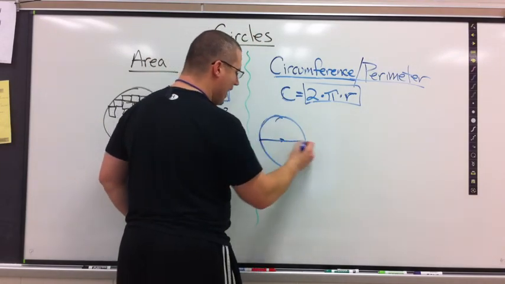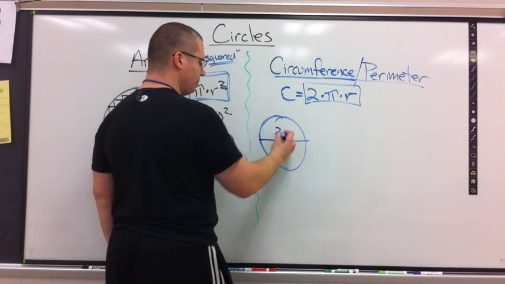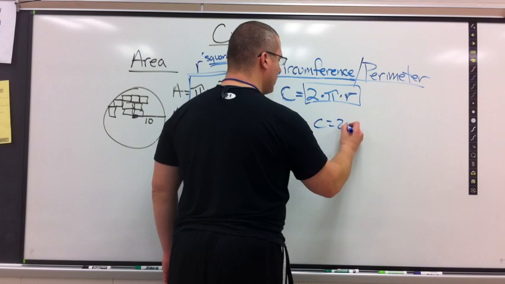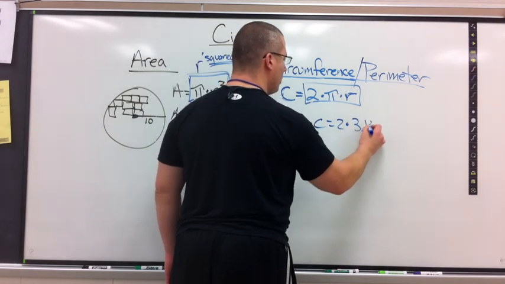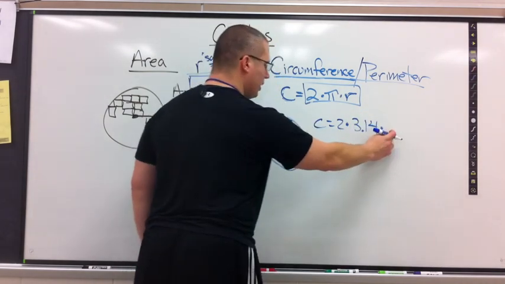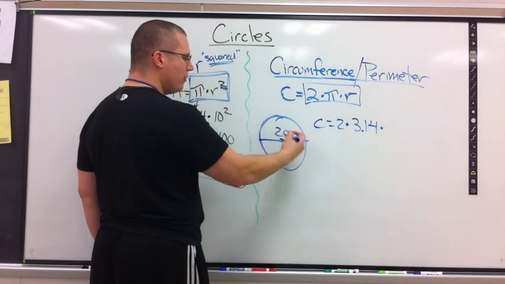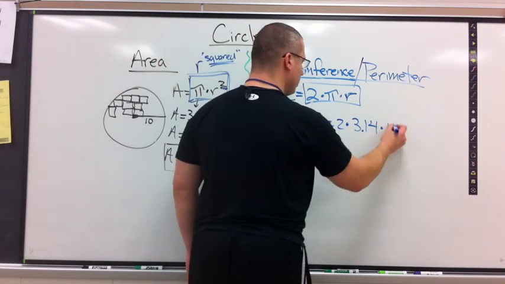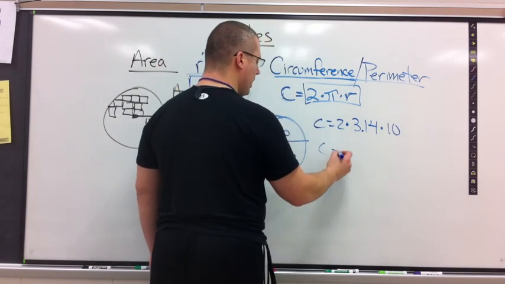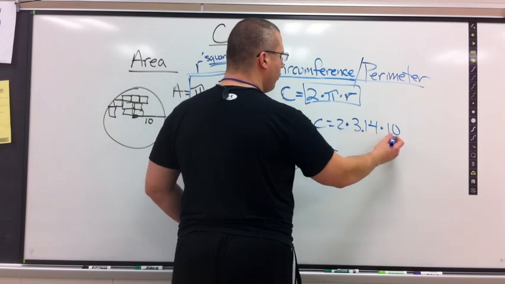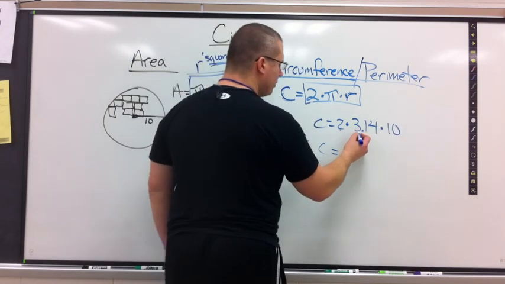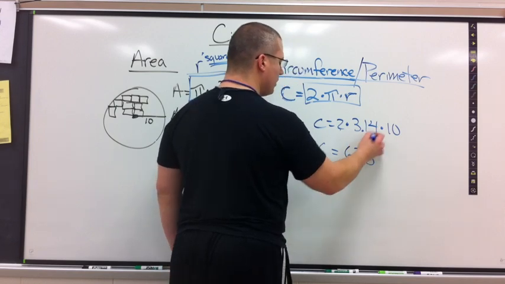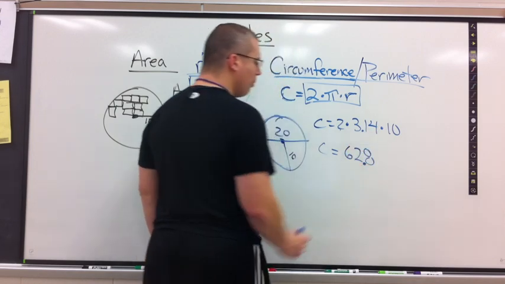So let's say the diameter is 20. C equals 2 times pi, 3.14 times radius, 20. No. What do I put in for 20? How about 10? C equals 2 times 3.14 times 10. 6, 2, 8. Move my decimal once, 62.8.